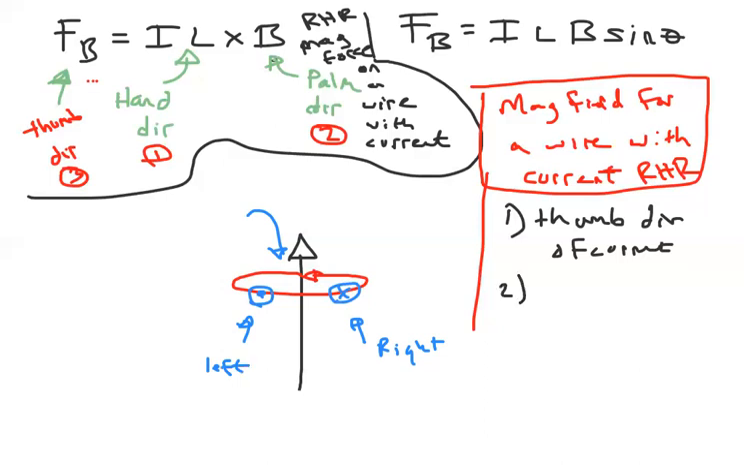What direction would the magnetic field be in the back? We know it's in on the right, out on the left. But what about in back? What direction would it be? Would it be out on the left, in on the right?